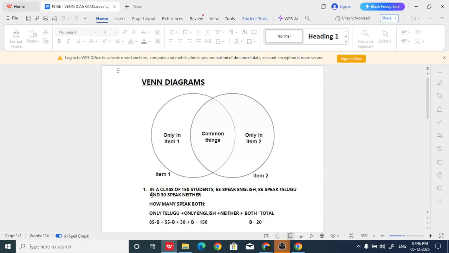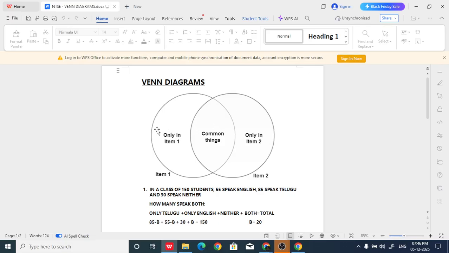Can you read this question, Soundarya? Yes, sir. In a class of 150 students, 55 speak English, 85 speak Telugu, and 30 speak neither. How many speak both? They should have put a universal set, but that is not there. Anyway, you assume there is one universal set like this. That is the class. The class contains 150 students.